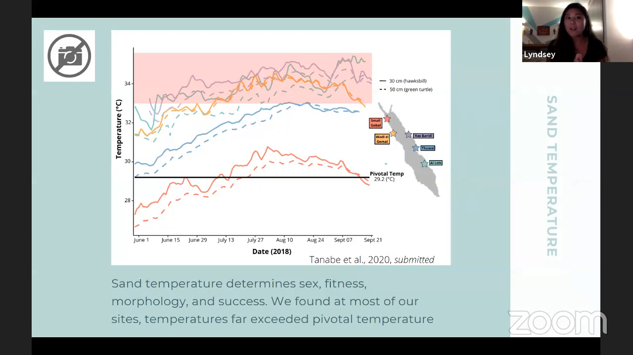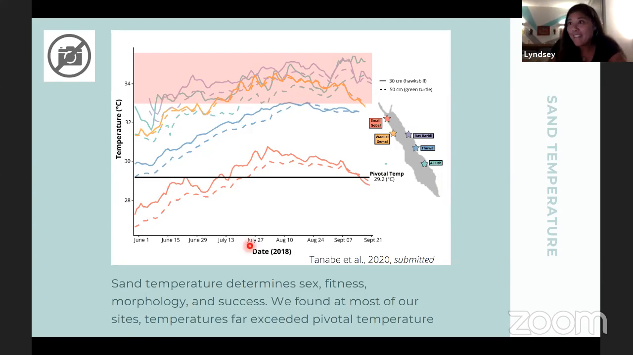So for this slide, I wanted to talk to you about a project I worked on during my master's here. I was looking at the sand temperature. As I mentioned earlier, the temperature of the nest is super important for the well-being of the hatchlings. So in this project, I went to 5 different nesting sites in the Red Sea, and I buried temperature loggers at the average depth of hawksbill and green turtle nests, and then looked at what the temperature regime of these nests or of the sand was over time.